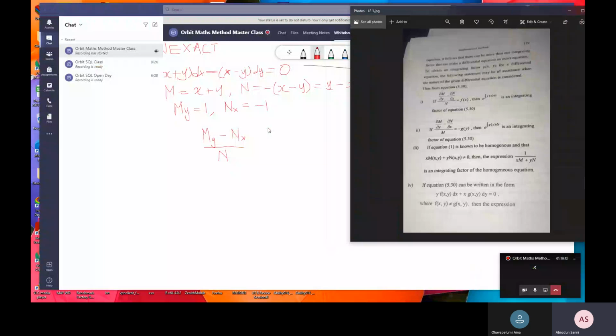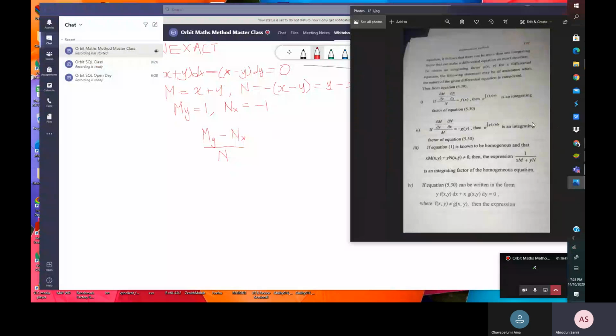If we use the second one, say my minus nx all over m, it can give us a function of y only, so we cannot use that also. Number 3, can we use number 3? No, you can't use number 3. So can we use 4? It said if the equation can be written in this form. So this problem cannot be written in this form also. So we cannot use 4.